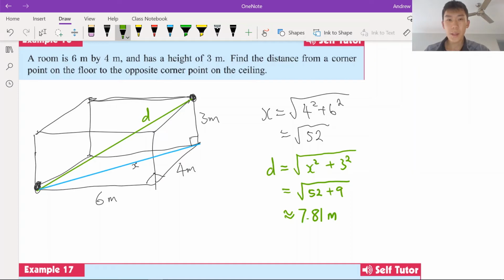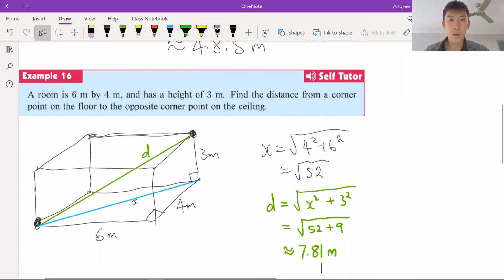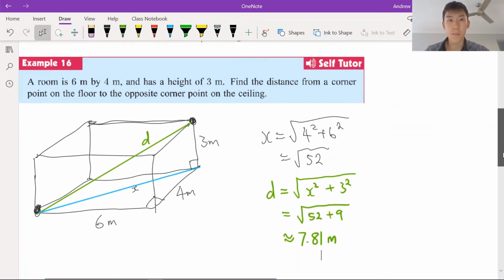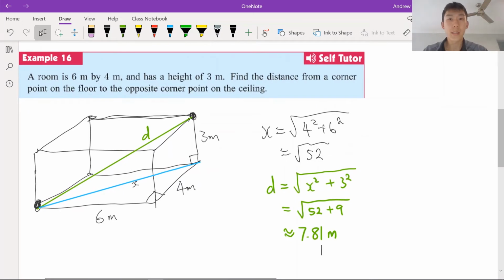So you'll find that in a lot of problem solving questions, you may have to apply Pythagoras theorem more than once. So always keep that in the back of your mind.